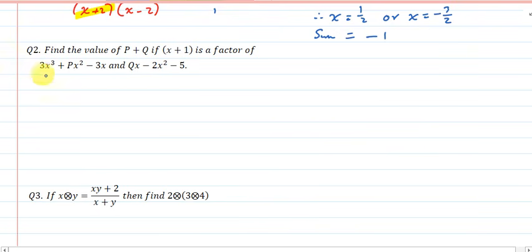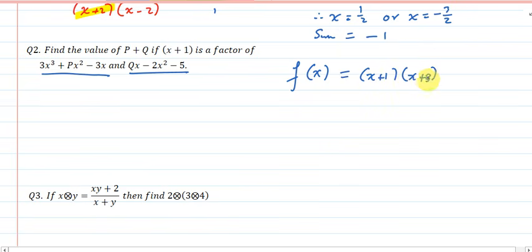Question 2. Find the value of p plus q if x plus 1 is a factor of both these polynomials here. We have one polynomial here and, sorry, we have an expression here and another expression here, or a polynomial. So if x plus 1 is a factor, remember if f of x is equal to x plus 1 into x plus 3, I'm just giving an example, and we say that x plus 1 is a factor.